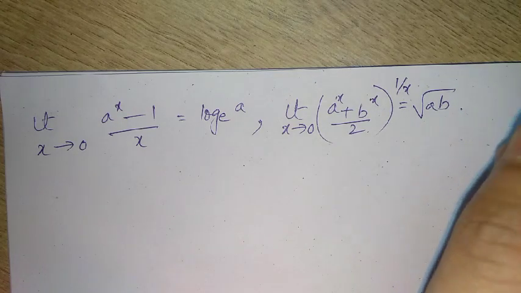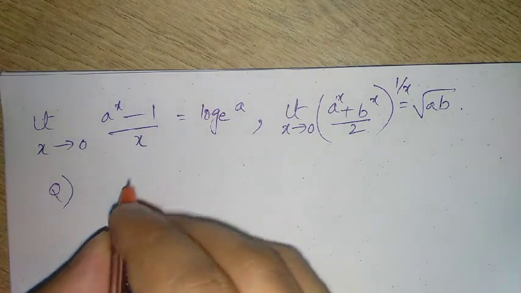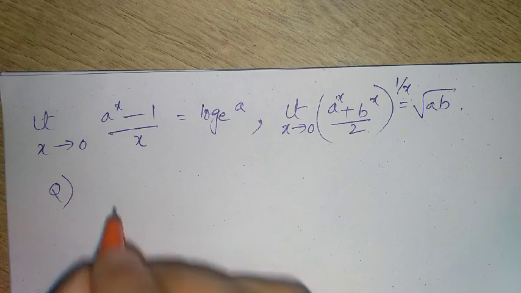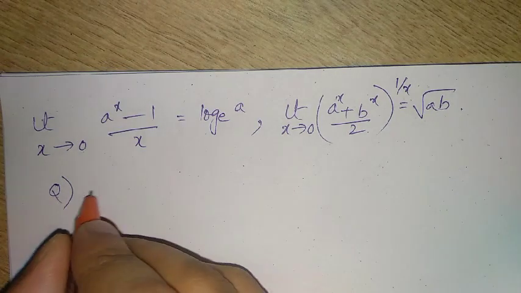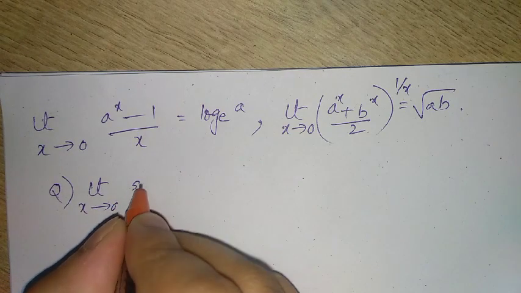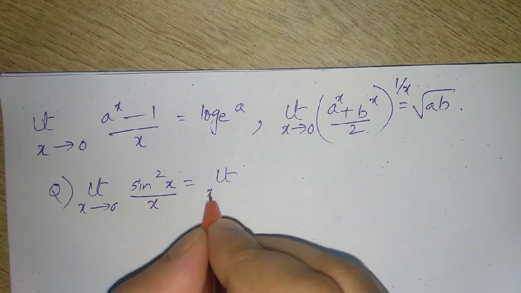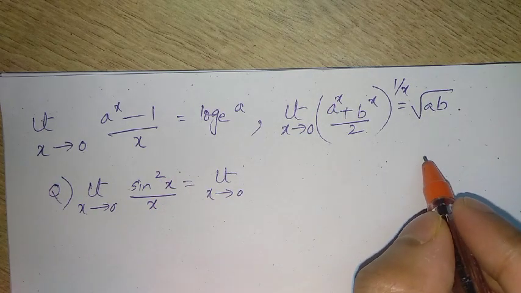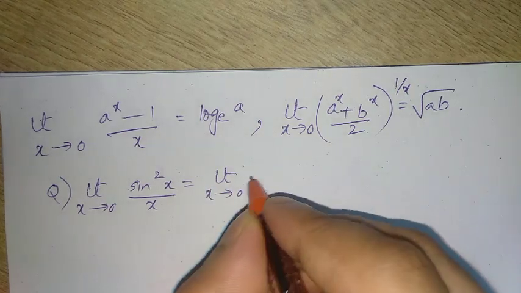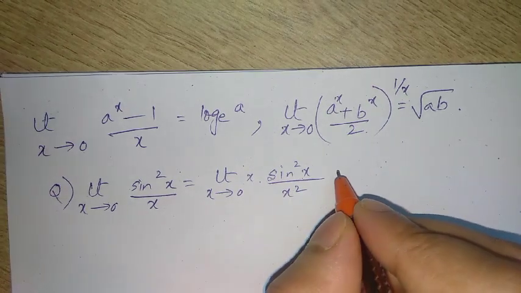Using these formulas we are going to solve some problems. So let us come to the first problem here. The first question is limit x tends to 0 sin square x upon x. This is nothing but limit x tends to 0. Since it is sin square x and we know sin x upon x, limit x tends to 0, is equal to 1, what we will do is sin square x upon x square, and then we will multiply here also by x.